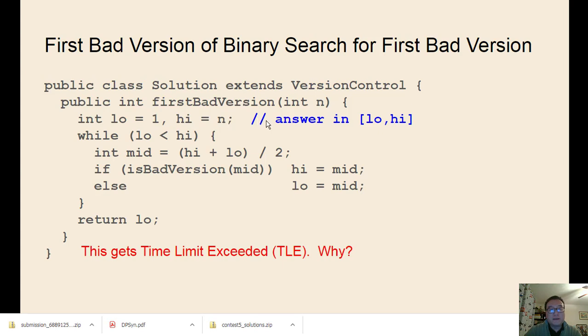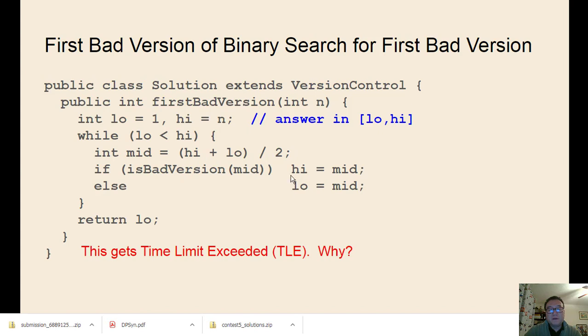But here we need to turn that idea into bug-free code, which is actually not trivial if you haven't written binary search a few times before. So we maintain two values, low and high, the lower bound and upper bound. And our intention is that the answer will be in [low, high]. The first bad version will be in this range inclusive, and we want to maintain this invariant. So we will loop while low is less than high, and we compute the mid to be (high plus low) over 2.